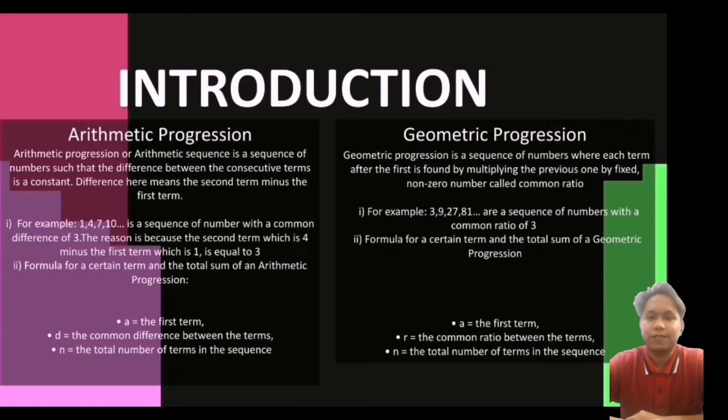Geometric progression uses the formula a_n equals a r to the power of n minus 1, where n is the term of the sequence, a is the first term of the sequence, and r is the common ratio.